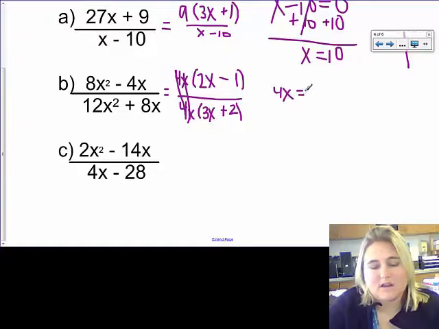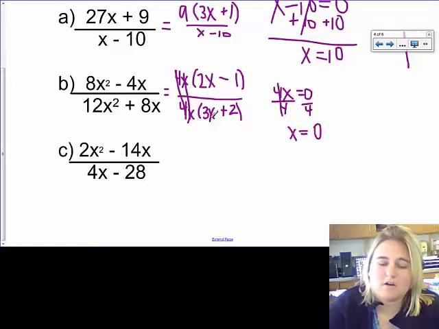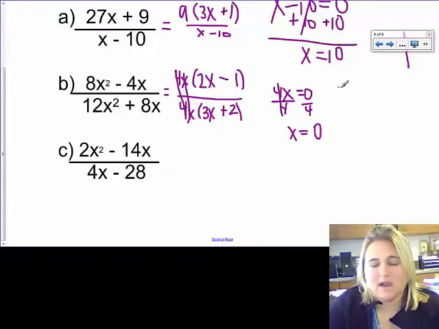So to get x by itself, we have to divide by 4, which leaves me with x equals 4. So that's my first one. And my other one is where this part is going to be set equal to 0. So I have 3x plus 2 equals 0. So to get x by itself, the first thing I must do is subtract 2 from both sides.